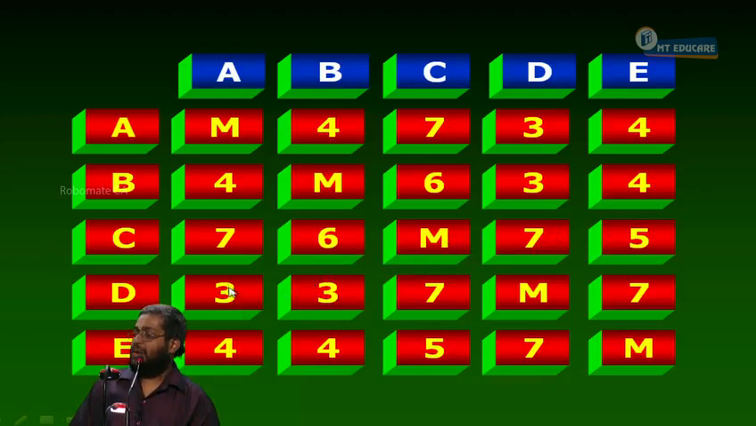Least number in the next row is what? 3. 3 minus 3? 0. 3 minus 3? 0. 7 minus 3? 4. M minus 3? M. 7 minus 3? 4.